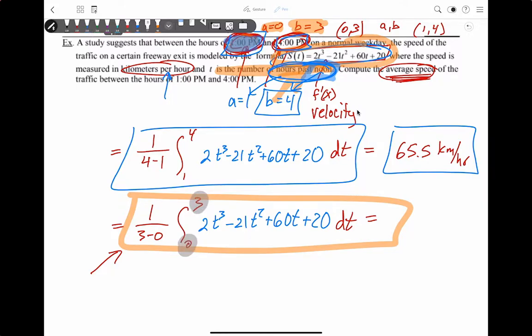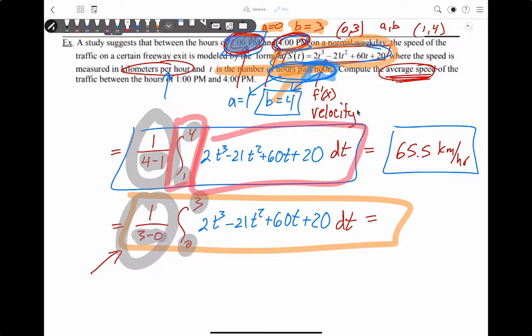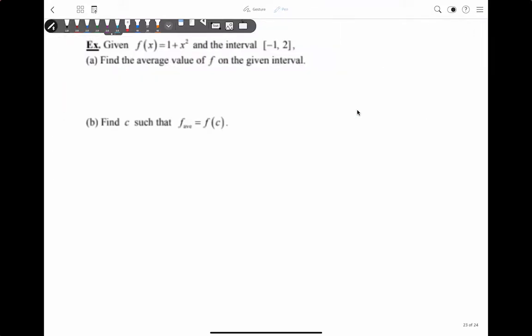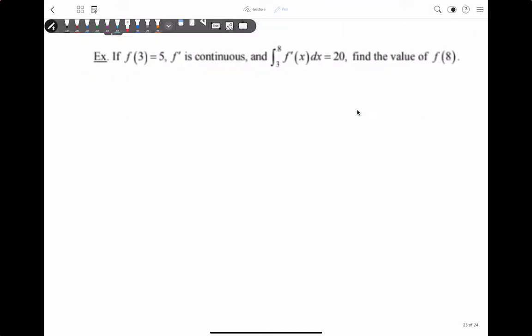Will they be 0 to 3 with this 1 over 3 minus 0, or would they be 1 to 4 with this 1 over 4 minus 1? Because you see, these are going to be the same, but it all depends upon these limits of integration that will change your answer here. Okay, so again, 65.5 is the correct answer. Please be careful with that and make note of that, because that's important information. All right, so let's continue.